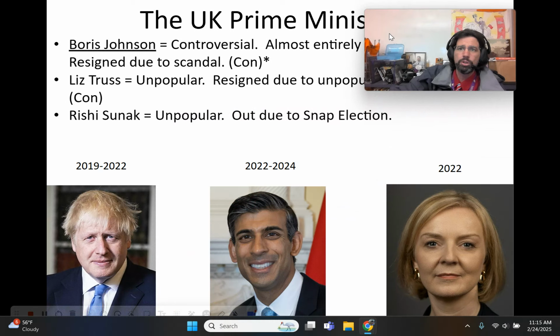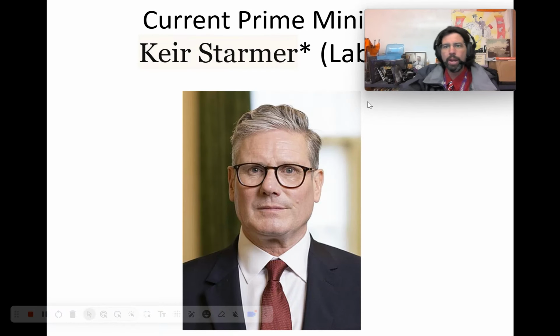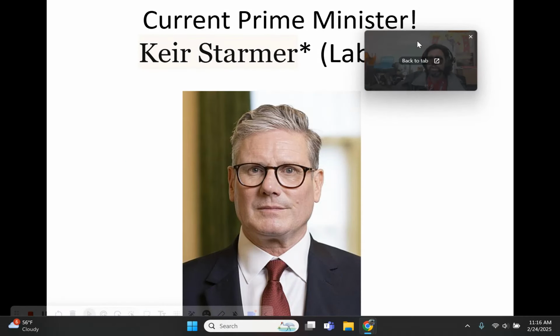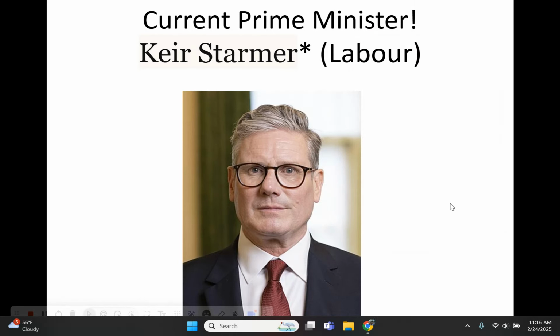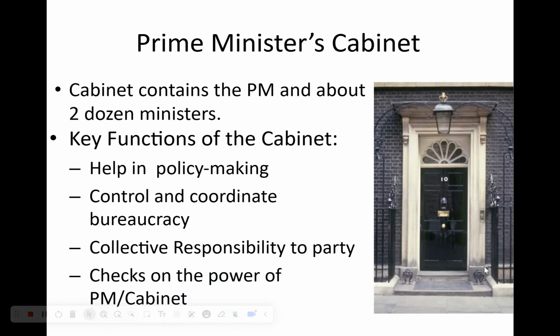Rishi Sunak was very unpopular, and for some reason, he thought that if he held a snap election, he'd win. He didn't. He lost. So now we have the current prime minister. That is Keir Starmer, the current prime minister of the United Kingdom, part of the Labour Party.